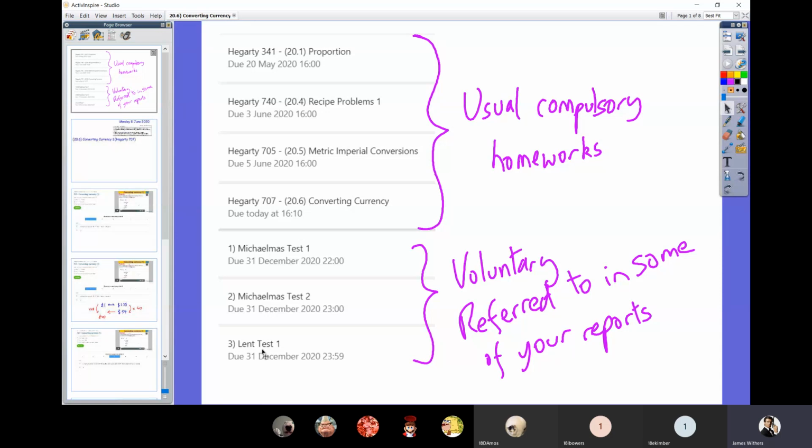So quite a few of your reports I might have mentioned that you might want to revisit a test. Okay, so I mention that now because obviously you won't be getting your reports for a little while, and you might have wondered why these 3 were sitting there. So you can see the due dates are just ridiculous. They're just right at the end of the year because there's no due date. You only have to do these if you want to. All right, so these are voluntary. They're referred to in some of your reports, and they're just there if you want to do a bit of maths and revise some topics that you weren't so good at. Nobody has to do them, but they're there if you choose to do so.